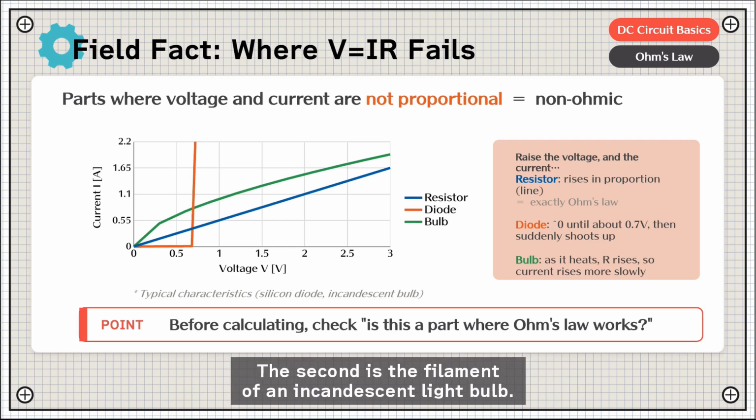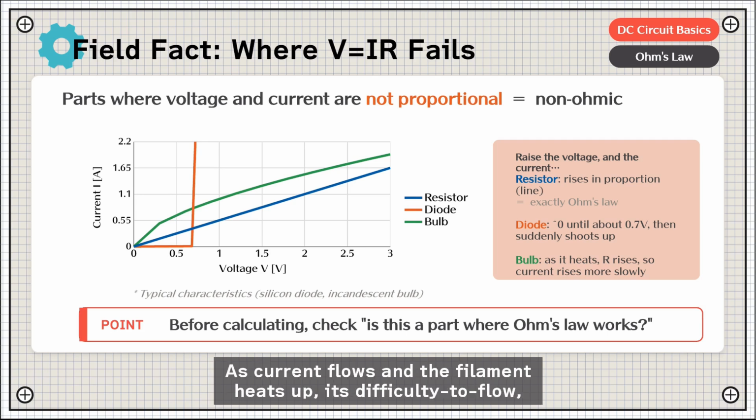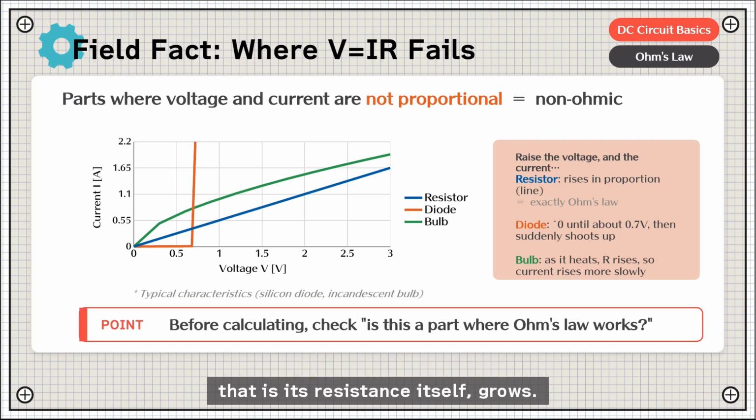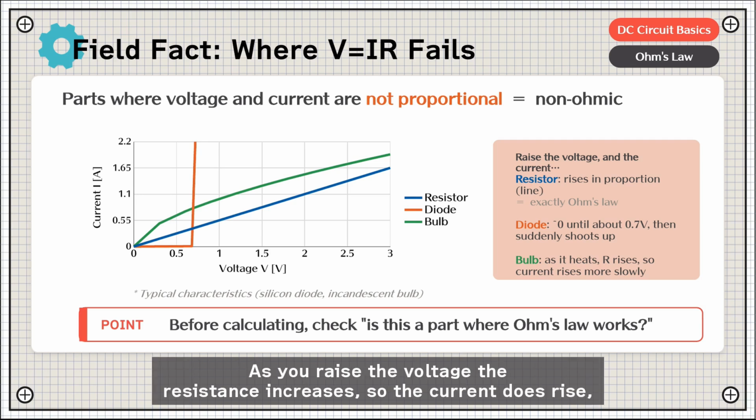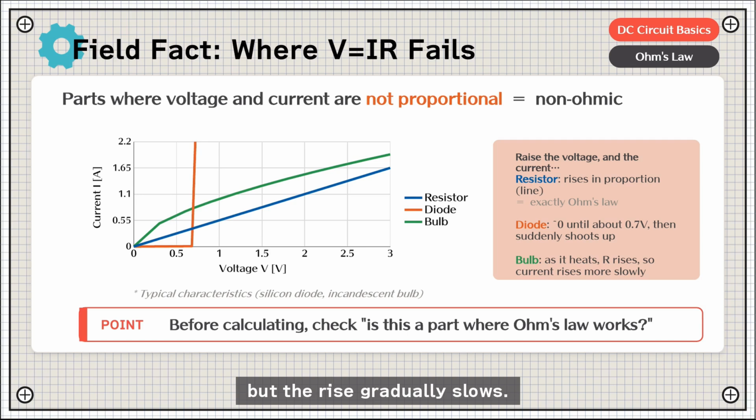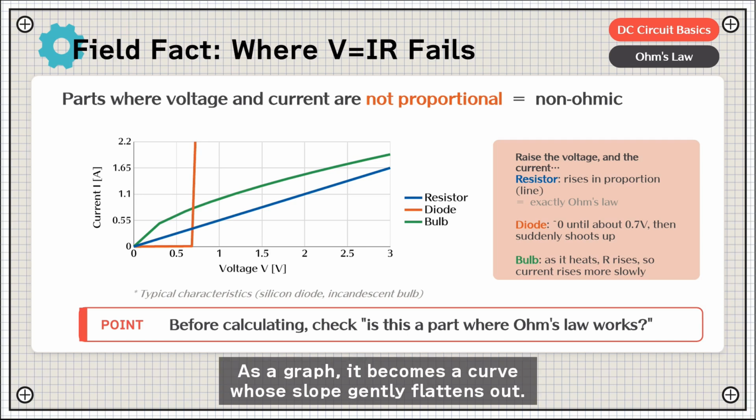The second is the filament of an incandescent light bulb. As current flows and the filament heats up, its difficulty to flow, that is, its resistance itself, grows. So for this too, voltage and current are not proportional. As you raise the voltage, the resistance increases, so the current does rise, but the rise gradually slows. As a graph, it becomes a curve whose slope gently flattens out.